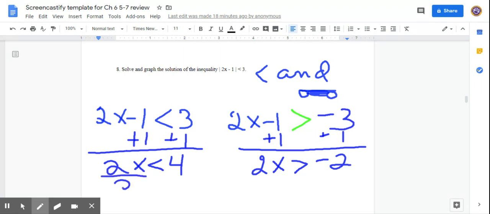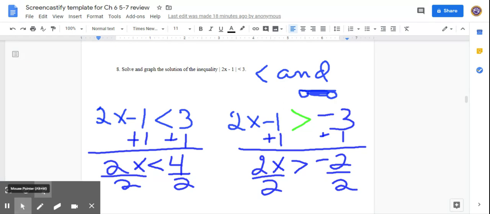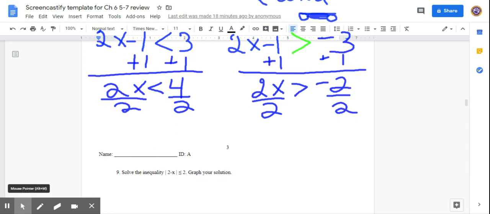Now we need to divide everything by 2. The other thing we have to remember when we're doing inequalities is if we divide by a negative number, we have to reverse those inequalities. So don't forget that. Okay. This time we divided by a positive number, so everything's staying the same. So we have x is less than 2, and we have x is greater than -1.